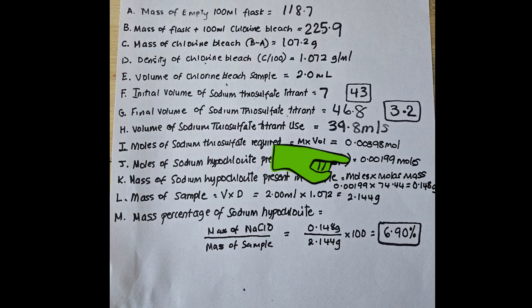Next, we want to calculate the moles of sodium hypochlorite based on a 1:2 stoichiometric ratio in the reaction. 1 mole of molecular iodine reacts with 2 moles of sodium thiosulfate to produce 2 moles of iodide ions. So we take the moles of sodium thiosulfate used, which is 0.00398 moles, and divide by 2, and that equals 0.00199 moles of sodium hypochlorite.